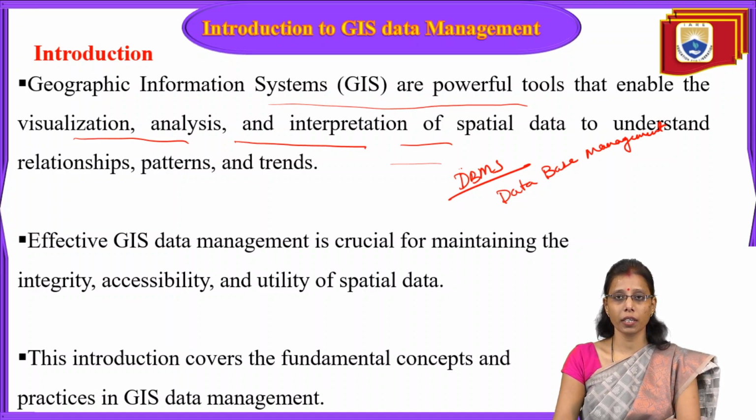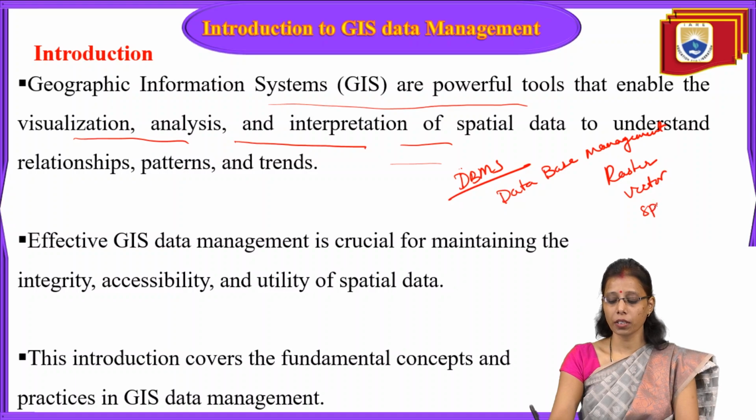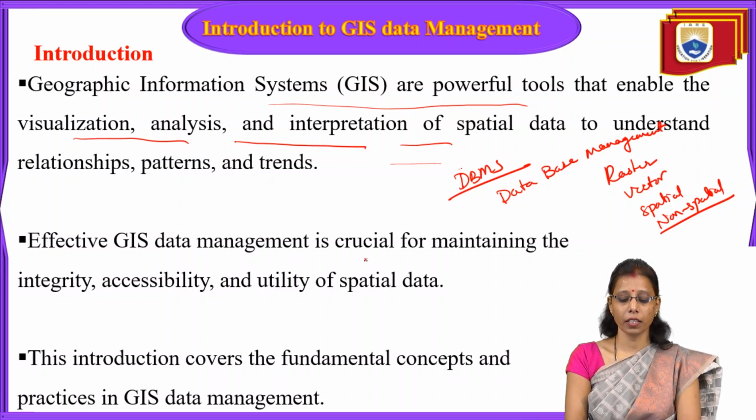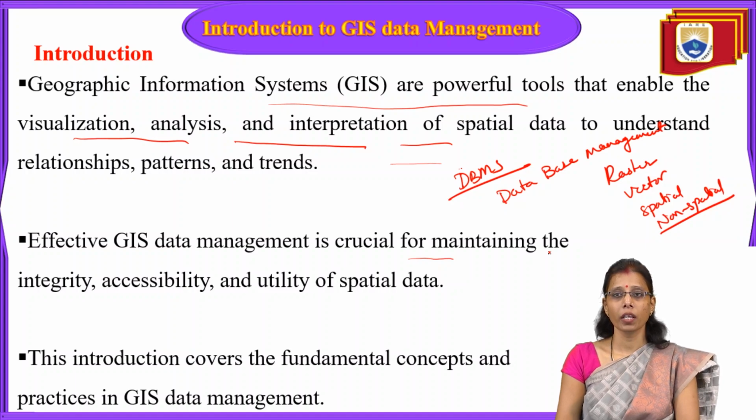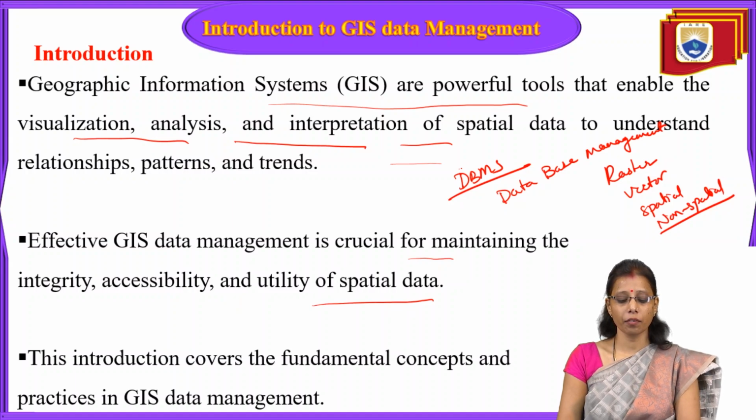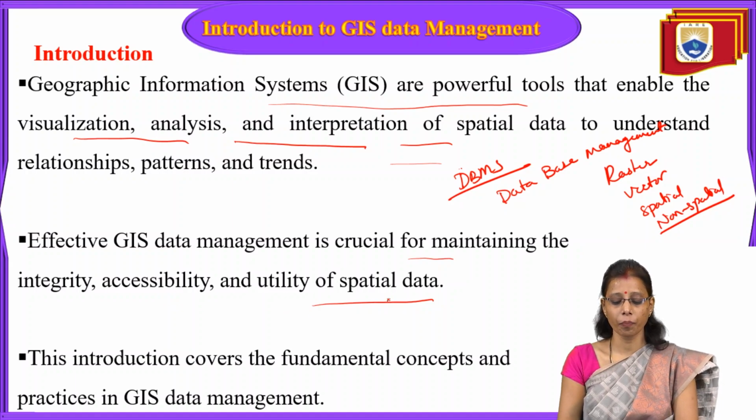When this data is stored in the DBMS, then the data can be managed in the GIS. What kind of data do we use in GIS? If you remember, we have discussed many times: raster, vector, spatial, non-spatial. These are all kinds of data we have in GIS to be managed. Effective GIS data management is crucial for maintaining the integrity, accessibility and utility of the spatial data. This introduction covers the fundamental concepts and practices of data management.